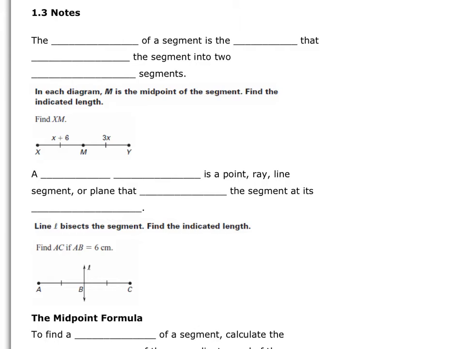So first of all, we have to talk about the difference between in the middle and midpoint. To do that, we want to talk about the bisector. Think of the prefix bi meaning two, and sector meaning sections. So the bisector of a segment is the line that is going to divide the segment into two congruent segments.